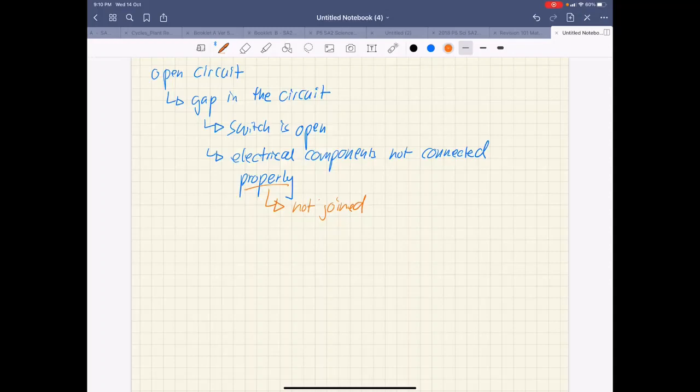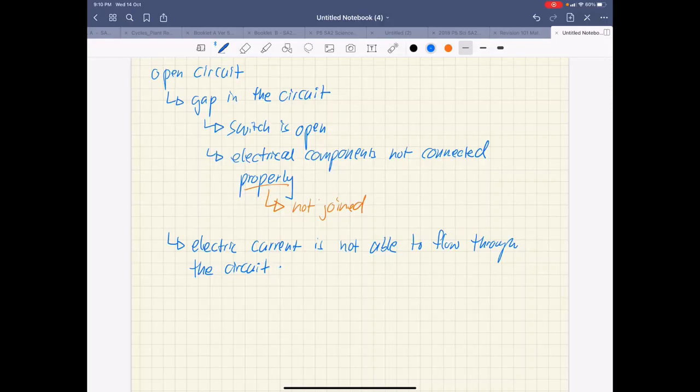So when there is a gap in the parts of the circuit, the bulb or any electric component will not work, because the primary idea is that your electric current is not able to flow through the circuit. So because electric current is not able to flow through the circuit, your electric component will not work. Okay, it is as simple as that.